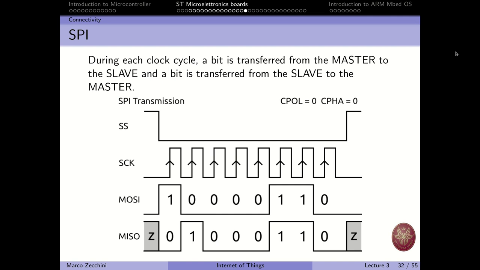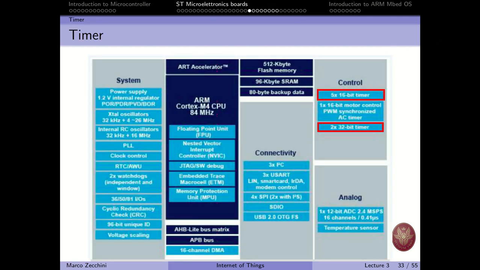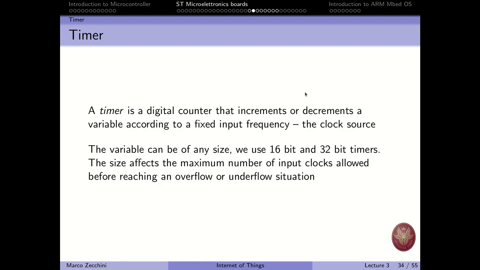And let's now see another topic, which are the timers. The F401RE STM board has two kinds of timer: 5 16-bit timers, and 2 32-bit timers. But what's a timer? A timer is a digital counter that increments or decrements a variable according to a fixed input frequency, which is the clock source. This variable can be of any size, and as I said, in our boards there are both 16-bit and 32-bit timers.